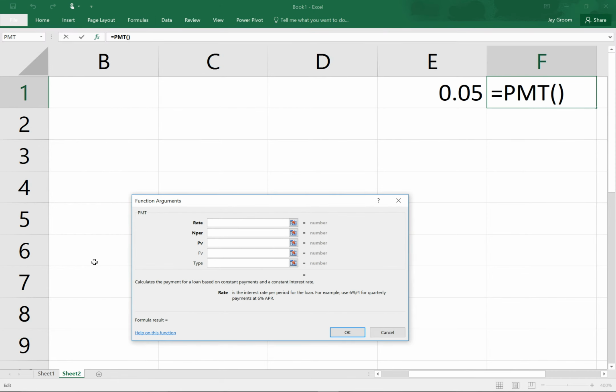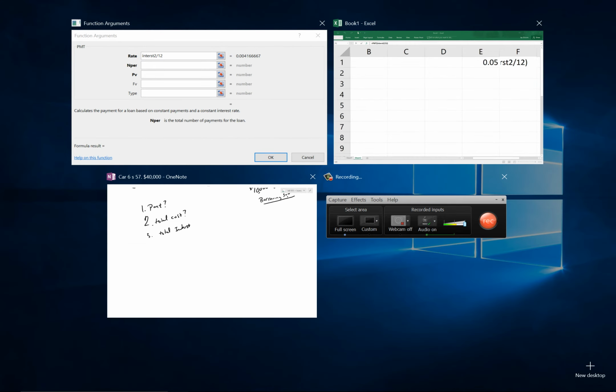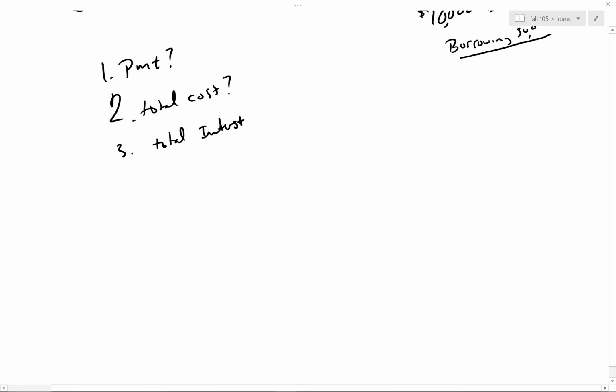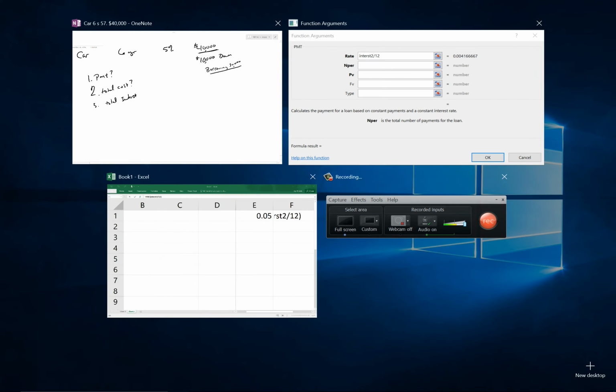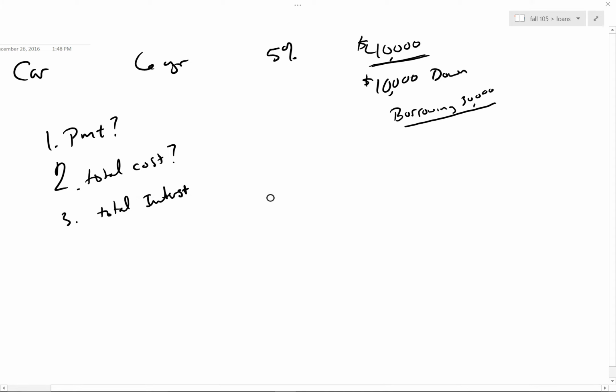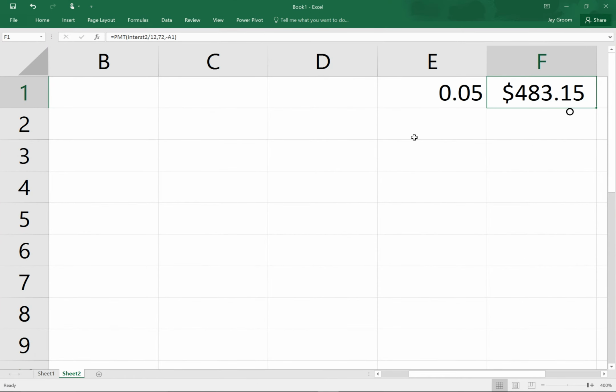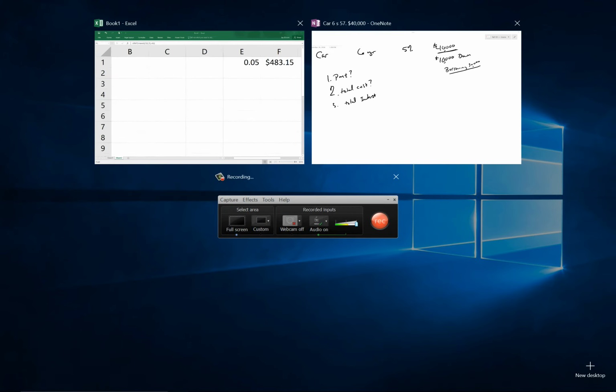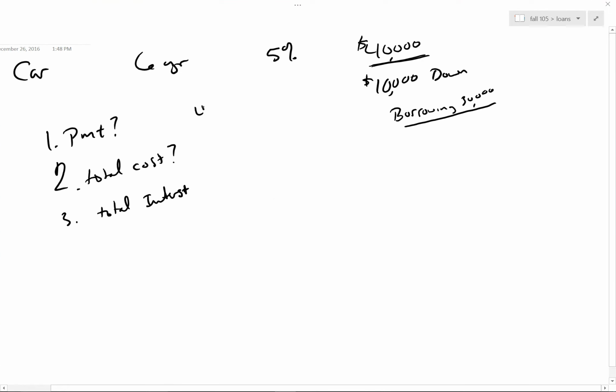It's not important. So, the interest rate is this guy divided by 12, because it's monthly interest. This is, I forgot, 6 years? What did I say, 6 years? 6 years, so 72 months. Present value is negative A1, and, oops, where'd my Excel go? Oh no. 483.15 is my payment.